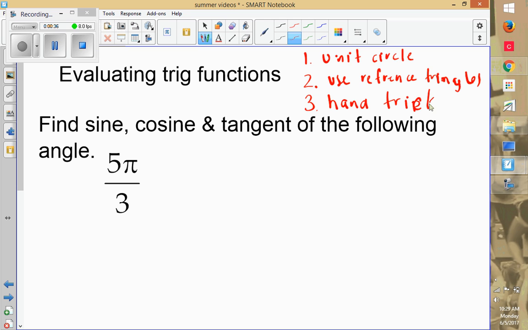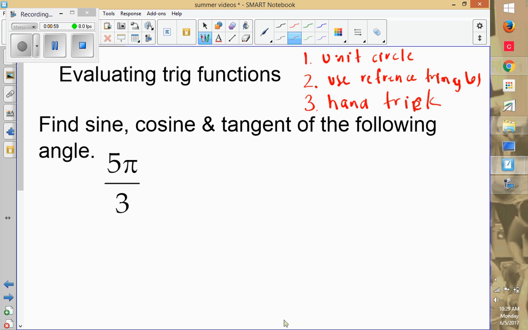Okay, so this is how I was taught to evaluate trig functions. I never really fully memorized the unit circle. I didn't have to. I feel like this way is a way that you don't have to have things memorized. You don't have to recall. All you have to do is construct a reference triangle.